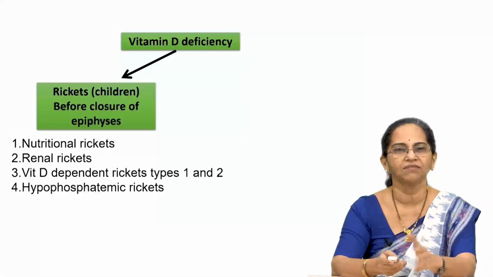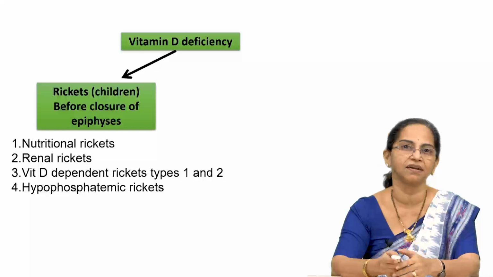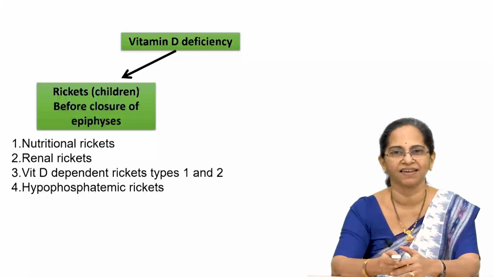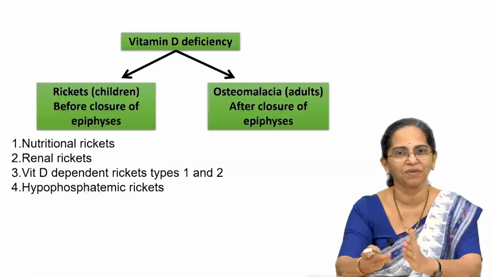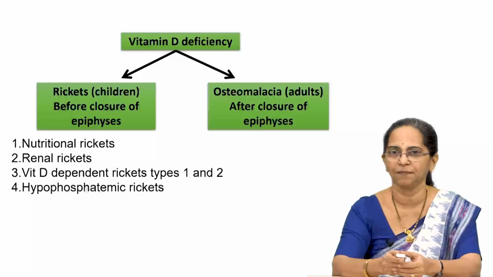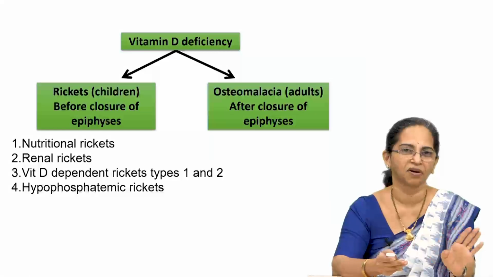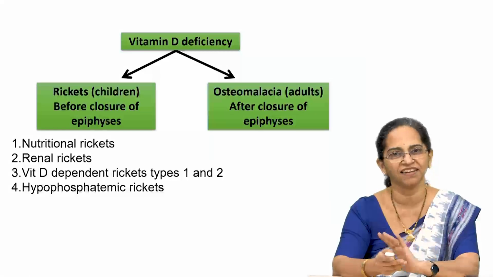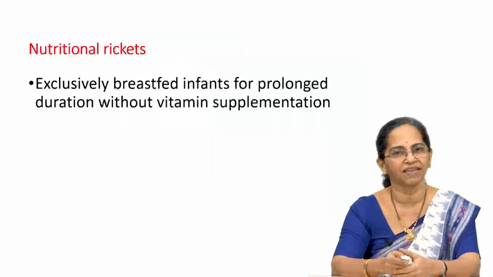There are many causes. We will divide them into 4 main headings: nutritional rickets, renal rickets, then vitamin D dependent rickets type 1 and type 2, and then hypophosphatemic rickets. And as I told you, if it happens in the adults, it is called osteomalacia. So, I repeat, vitamin D deficiency in children is called rickets, and in adults is called osteomalacia. So, let us start studying with rickets.